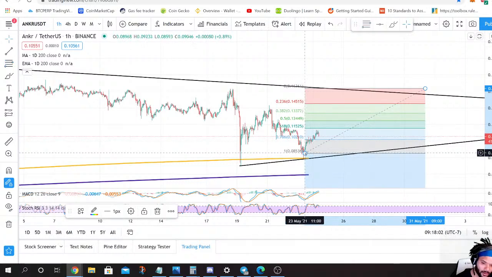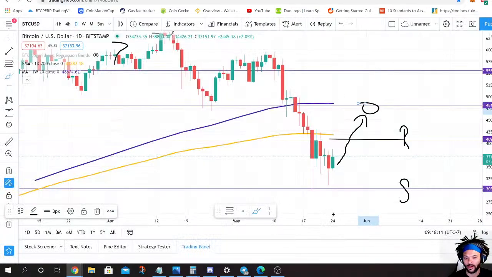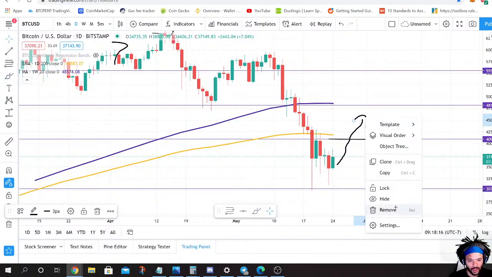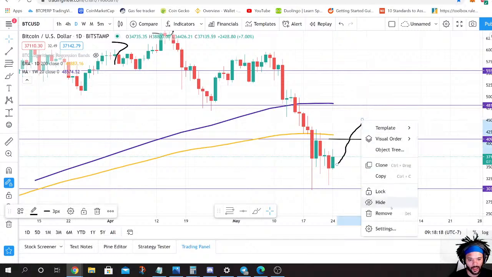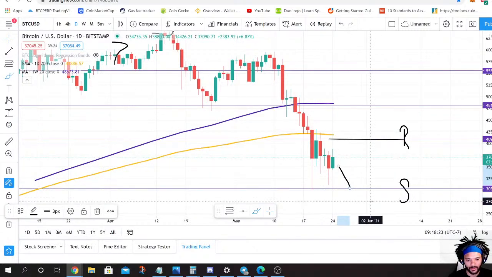I'm not buying ANKR right now. I think it is a good buy because it's a good project, but I'm not buying ANKR right this moment just because I'm waiting to see. All my decisions are based off of what Bitcoin is doing and where Bitcoin is going. Because if Bitcoin decides to just have a bad day and drop down here, then all the other coins will do the same.